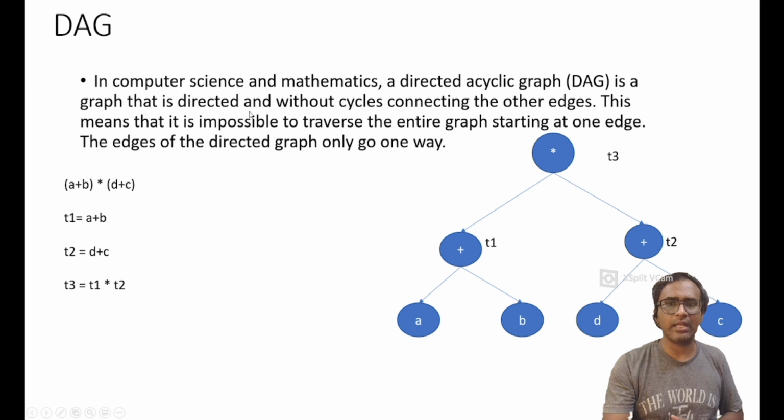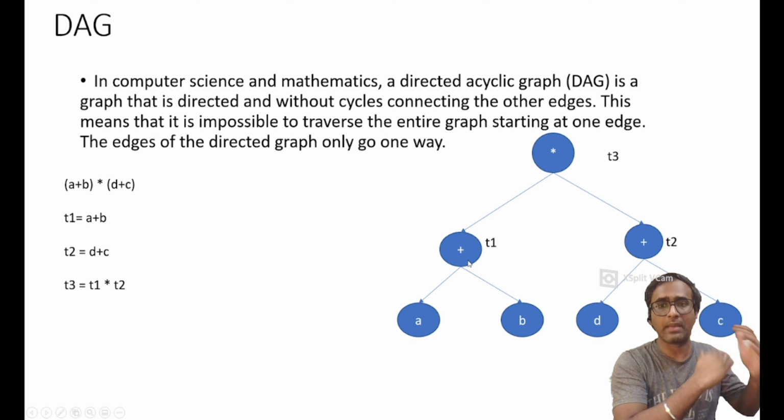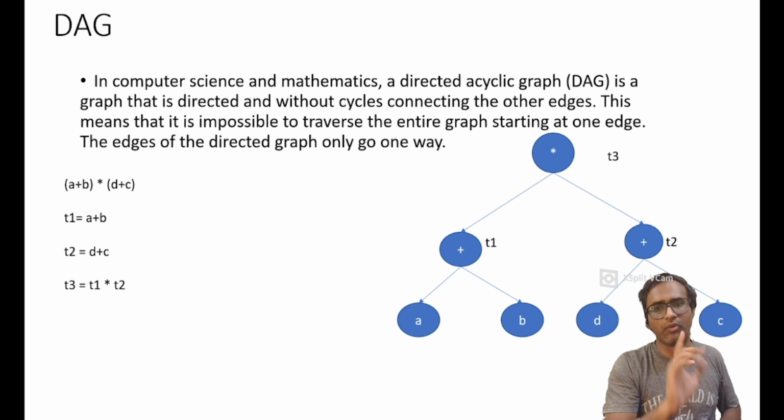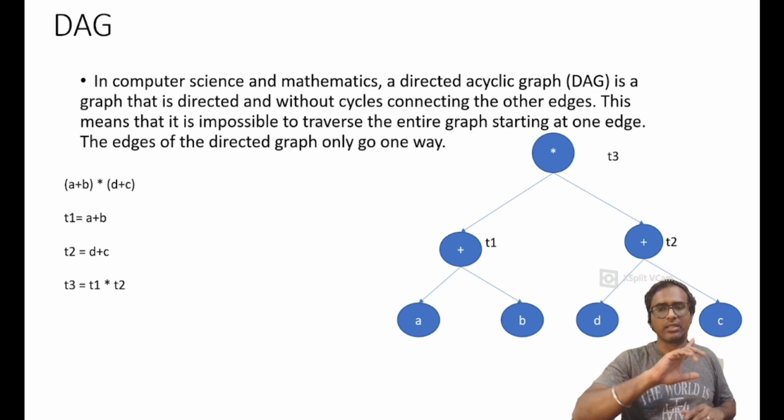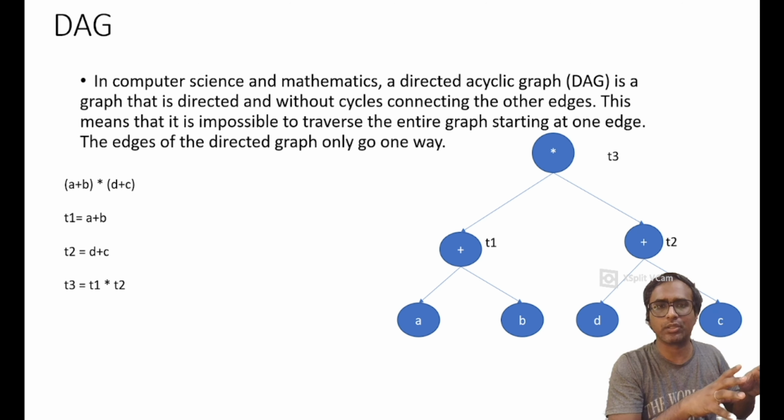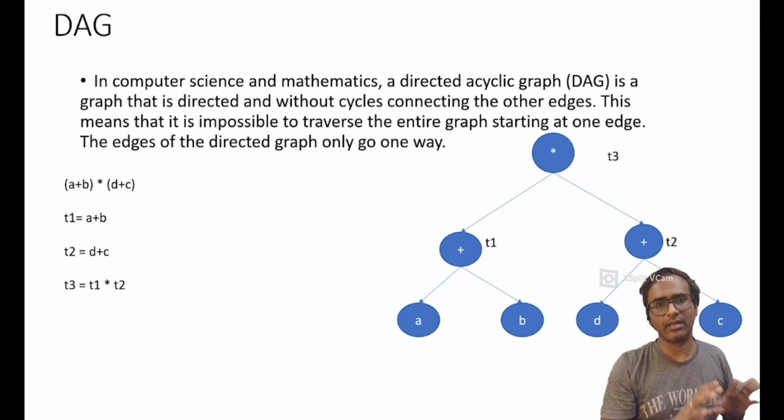Now if you see, in a DAG there is no one single way. You have two different ways to finish this graph. And there is no way that you can go back and traverse back. In a DAG, there's one direction, one way. There's no point where you can go back. That's why it is called an acyclic graph.